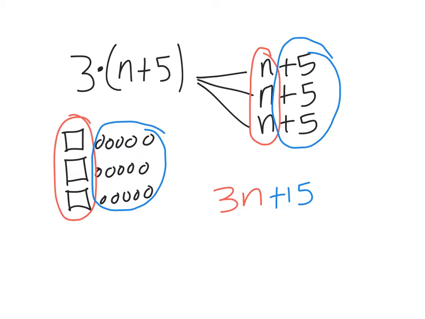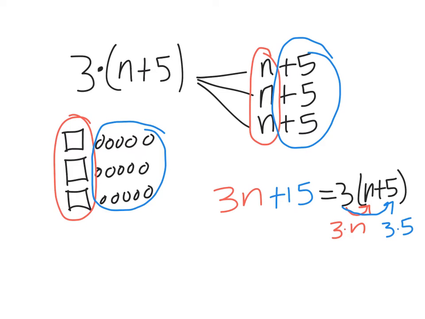So that means that 3 times the quantity n plus 5 equals 3n plus 15. Does that feel right? Does that make sense? You can sort of see that first what we did was 3 times n there, and then we also did 3 times 5 in order to get our 3n and our 15.